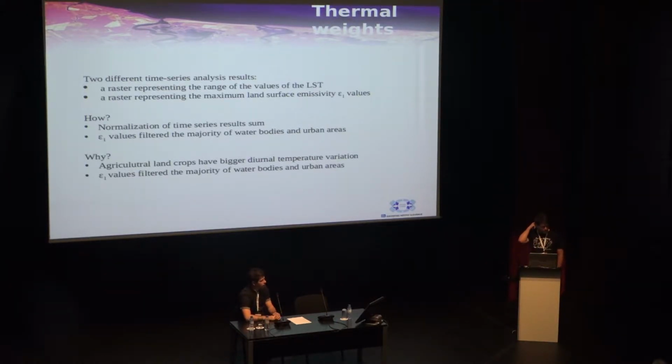The emissivity values in general already in the first step filtered the majority of the water bodies, the woods and the urban areas, which left us a raster representing other crops and significantly improved their diversification in the further step.